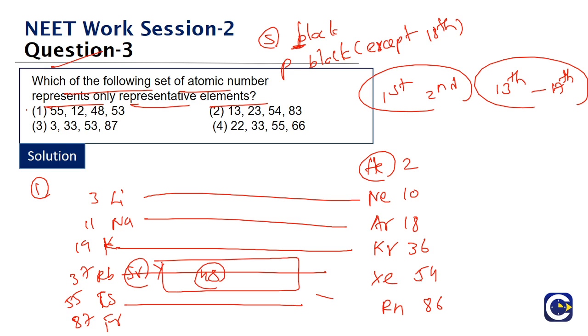Why? Because xenon is 54, so 53 will be iodine, the 17th group. 52 will be the 16th group, 51 the 15th group, 50 the 14th group, and the 13th group is 49. So 48 will be a D block element, so that is not a representative element. 53 is representative because it is in the 17th group, but 48 is not. It is an element in the D block.